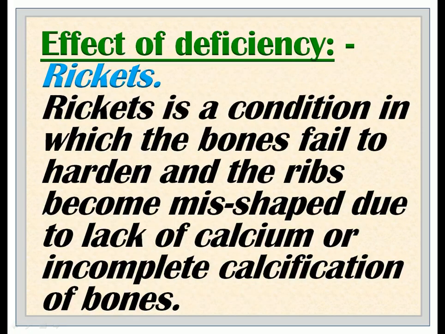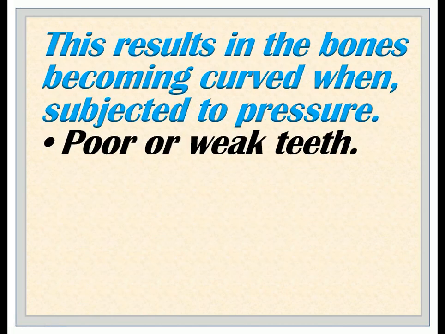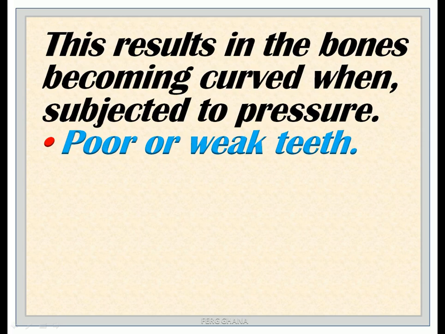Effect of deficiency: rickets. Rickets is a condition in which the bones fail to harden and the ribs become misshaped due to lack of calcium, or incomplete calcification of bones. This results in the bones becoming curved when subjected to pressure. Poor or weak teeth.